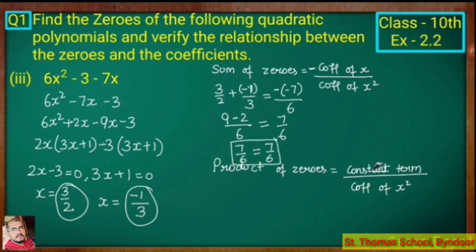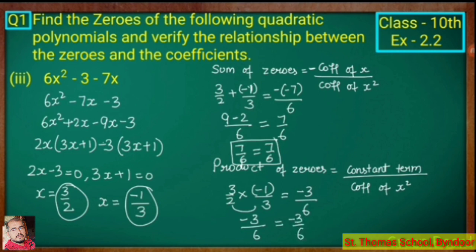Now product of the zeros equals to constant term divided by coefficient of x square. So in that equation the constant term is minus 3. Before that, the product of the zeros we have to write: 3 divided by 2 into minus 1 divided by 3 equals to constant term, minus 3, divided by coefficient of x square. Coefficient of x square is 6. Minus 3 divided by 6. So now multiply the left hand side. 3 into minus 1 is minus 3, divided by 2 into 3, which is 6, equals to minus 3 divided by 6.